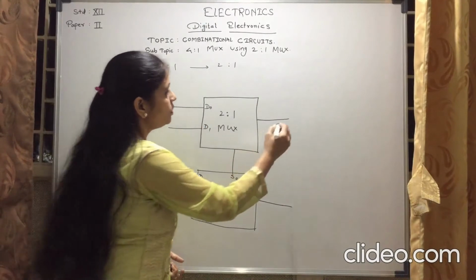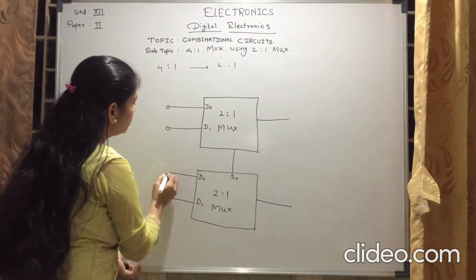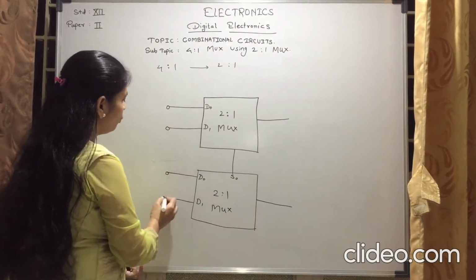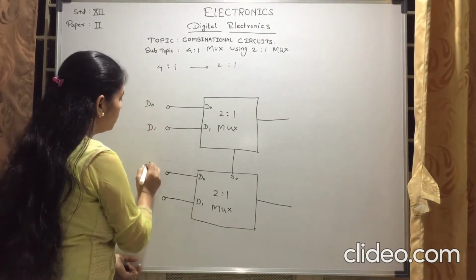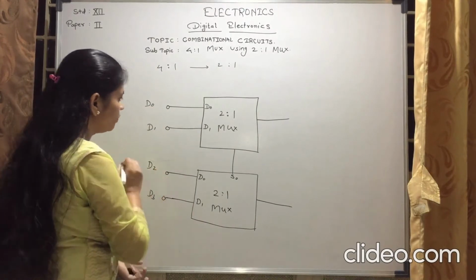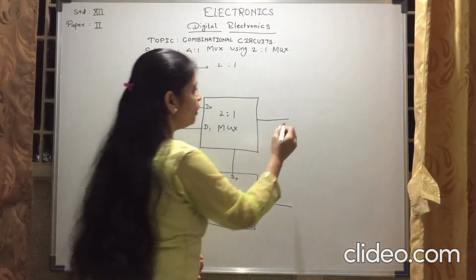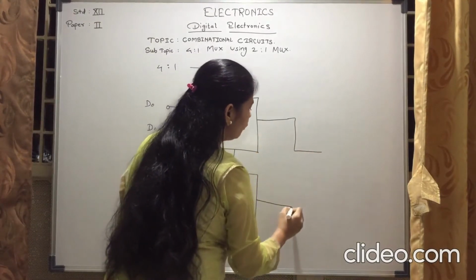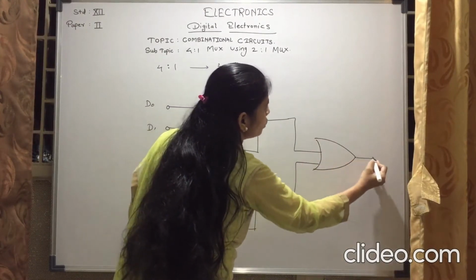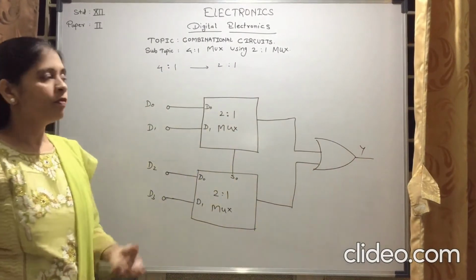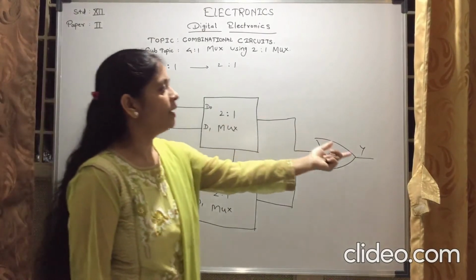Now, we have to make 4 to 1 mux. See, 1, 2, 3, 4 inputs are there. So for this 4 to 1 mux, we can write the inputs as D0, D1, D2 and D3. So we got 4 inputs. Now we want 1 output. So we have to add these 2 outputs. And for adding these 2 outputs, which gate do we require? We require an OR gate. So this is your output Y. Now D0, D1, D2, D3 are the 4 inputs and Y is the output.